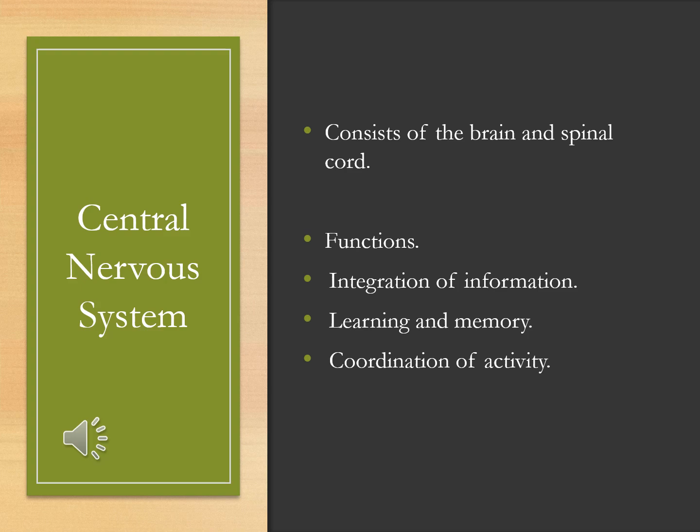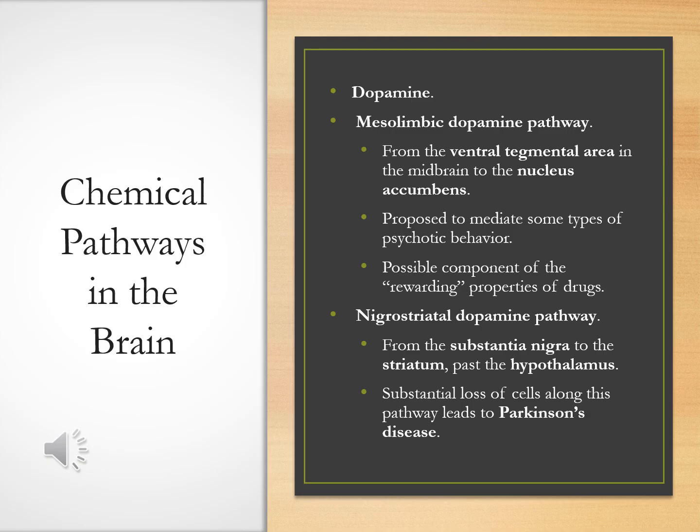The central nervous system consists of the brain and the spinal cord, and this is where most of the integration of information, such as learning, memory, and even coordination of activity, occurs. So we'll talk a little bit here about dopamine and the nigrostriatal pathway.